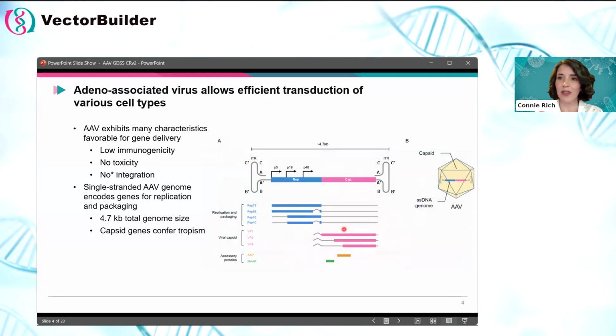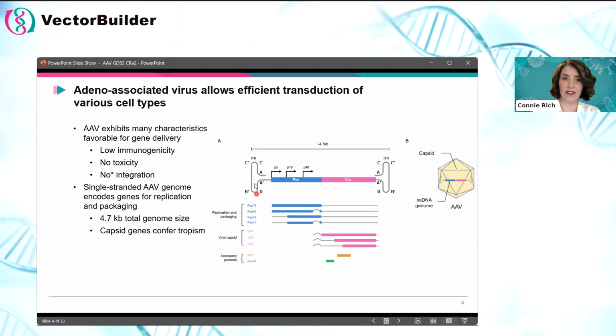Now, the dependence on that helper virus is actually pretty beneficial for AAV because it means that the virus can have an extremely compact, simple genome. So AAV has only 4.7 kb in its viral genome. It's the single-stranded DNA genome of just really two protein coding genes, or two protein coding regions, that are flanked by these inverted terminal repeats, or ITRs.